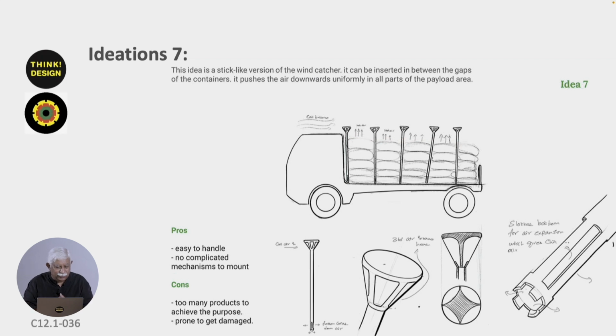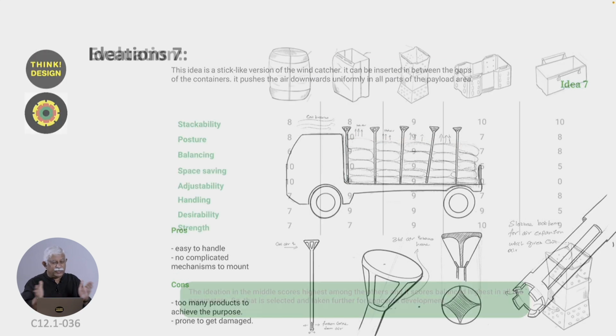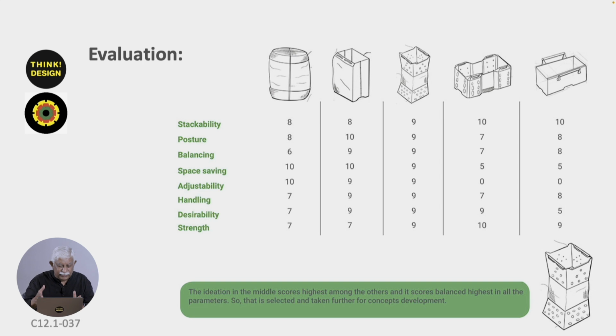These are all the different options. Once you have so many ideas, they were all evaluated against one another, against stackability. These are all the important features that are essential for the solution: the posture while carrying it, how do you balance it, does it save space when not in use, can you adjust it, how easy is it to handle, is it something that you desire, and what is the strength of it. So, these were very good.